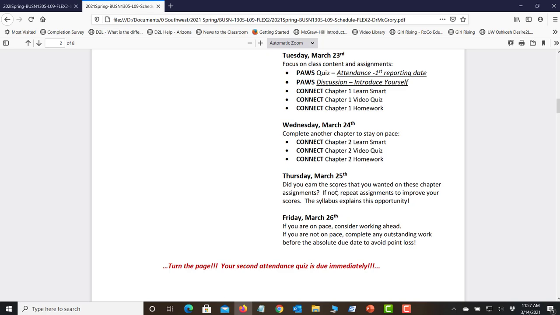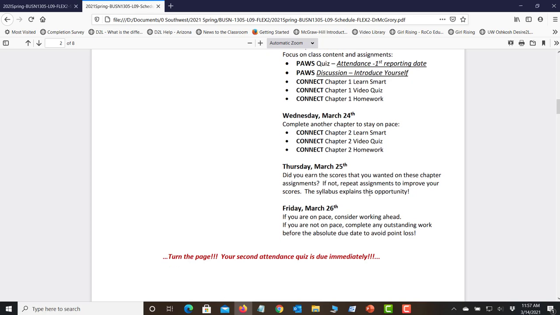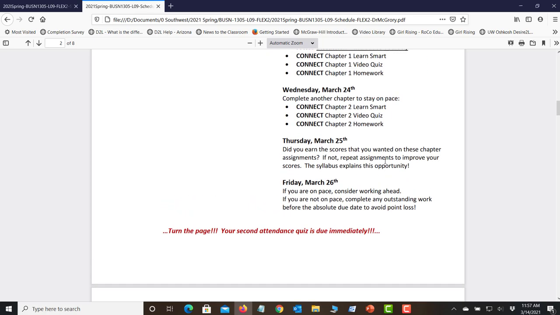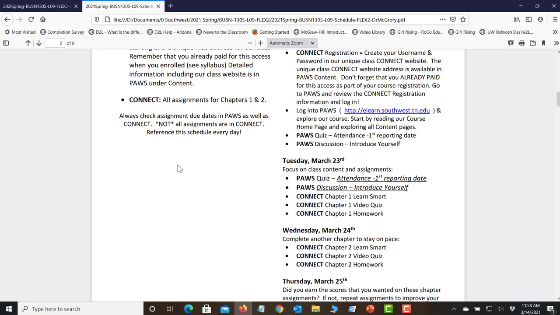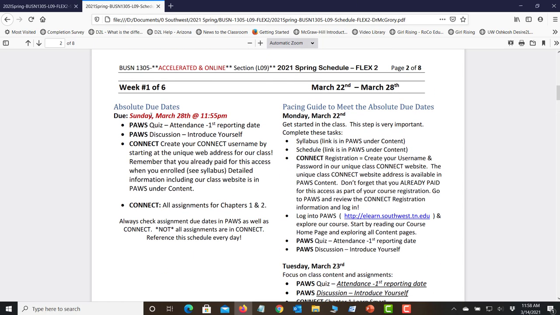I've put just a little padding in here for multiple reasons. I give you multiple attempts on this homework. So, and you'll read all about this in the syllabus, if you didn't get the grade that you wanted, Thursday is that overflow day where you can get back in there. Maybe you had to work on Tuesday. Maybe you had a family need on Tuesday. Okay, so there's a little wiggle room in this schedule, but if you're looking at it every day and you're looking at what needs to be done, then you are going to make it by this absolute due date.